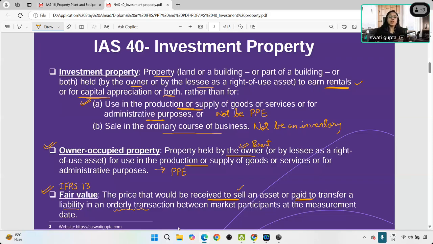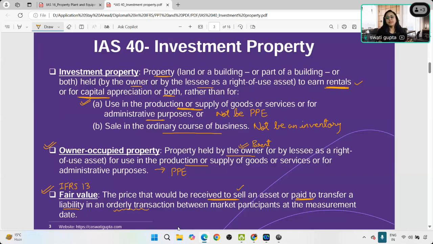Whereas a compulsory acquisition made by government is not the case of an orderly transaction, because the seller did not have a choice whether to sell or not, or what amount to quote in the sale deed. Correct? Give me a quick thumbs up. Are we good? It is not the ordinary course of business. Instead, it is an orderly transaction.